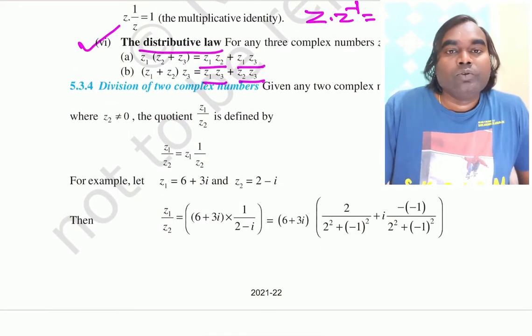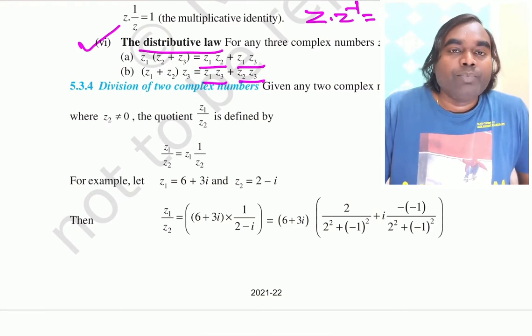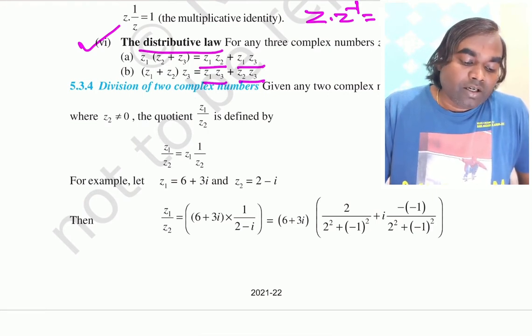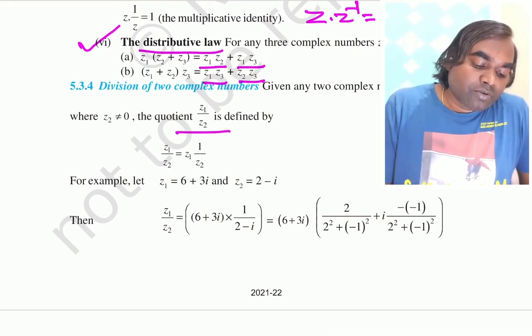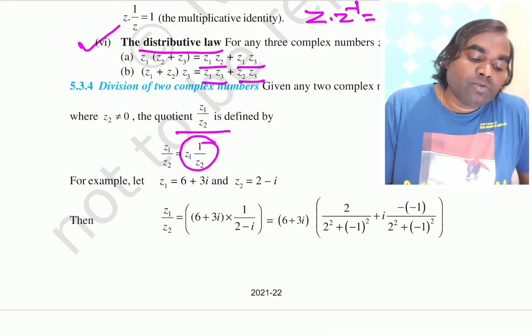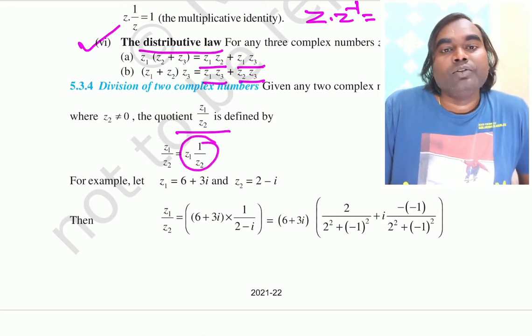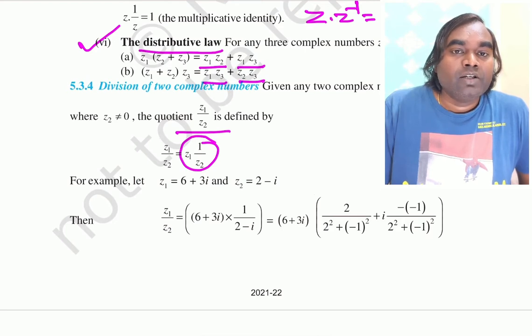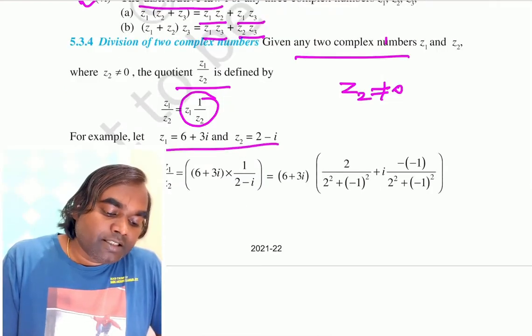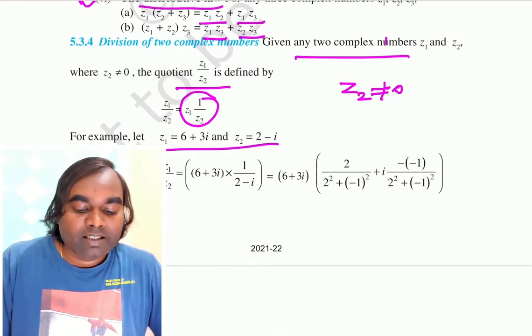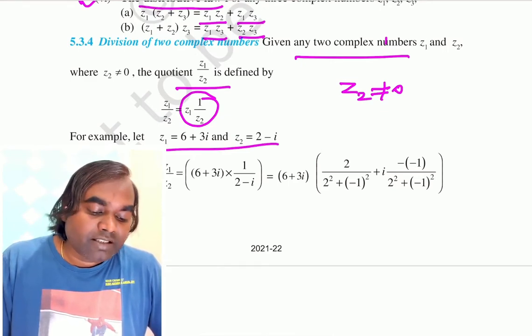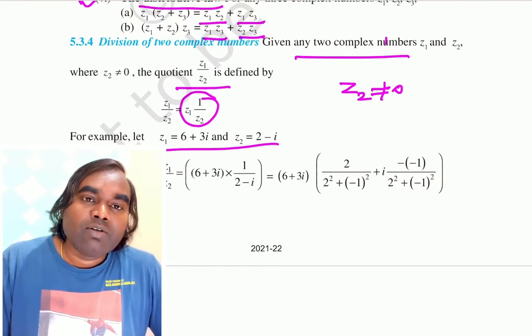Similarly, we can show that division of two complex numbers, defined by Z1 by Z2 is equal to Z1 into 1 by Z2, also follows the set of these mathematical rules. So for example, let Z1 is equal to 6 plus 3i and Z2 is equal to 2 minus i, and we want to divide Z1 by Z2. So how can you do that?